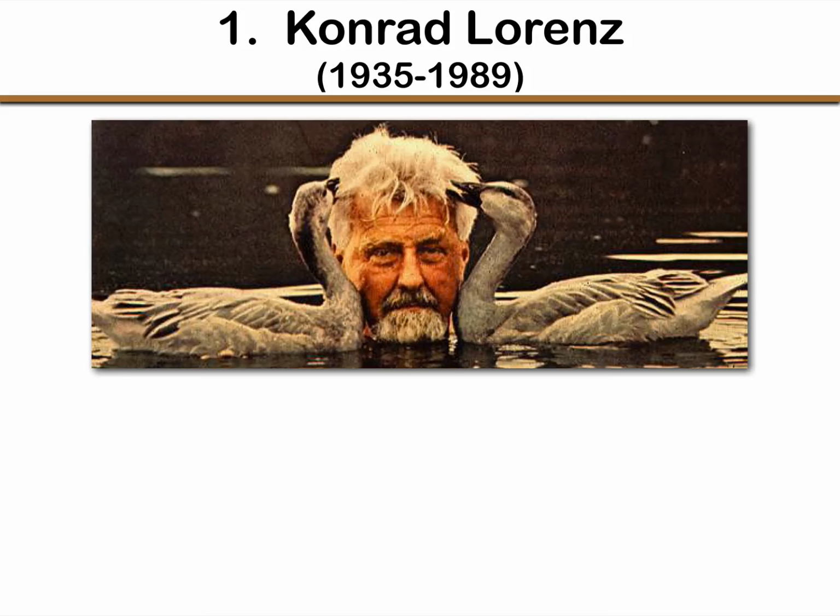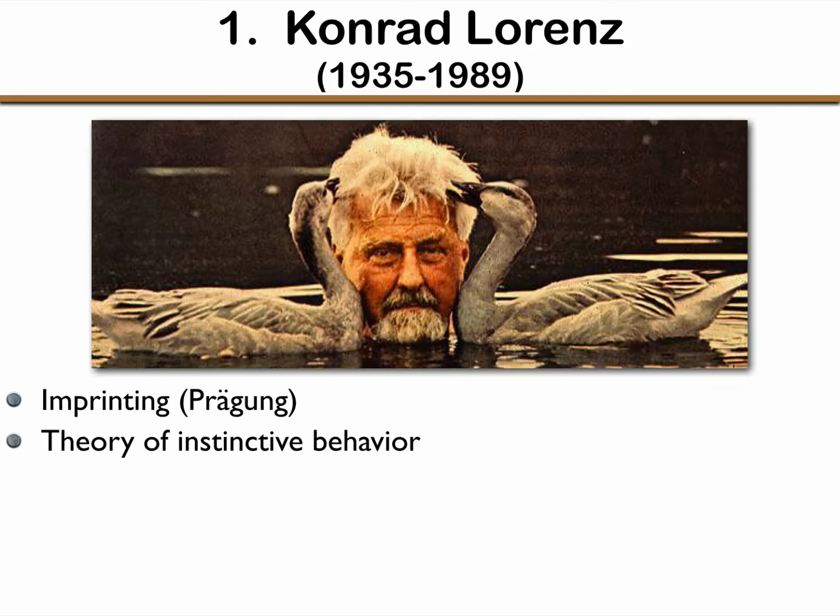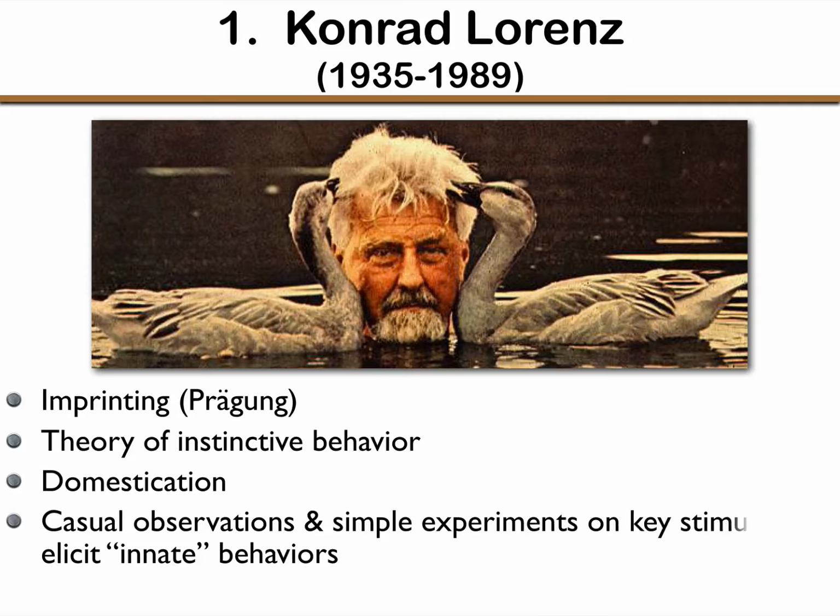So here's Lorenz once again, and he's best known for his studies of imprinting. In fact, he coined the German term for imprinting, Prägung, which is a stamping, in other words, an imprint. He gave us a theory of instinctive behavior that we'll look at in a different segment. And he also had a lot to say about the domestication of animals, and actually nothing really good to say about it, and we'll look at that in a later segment.